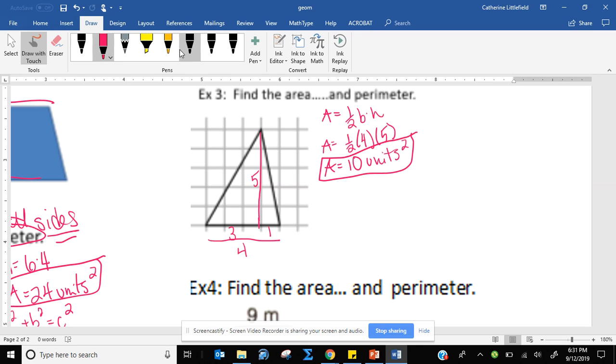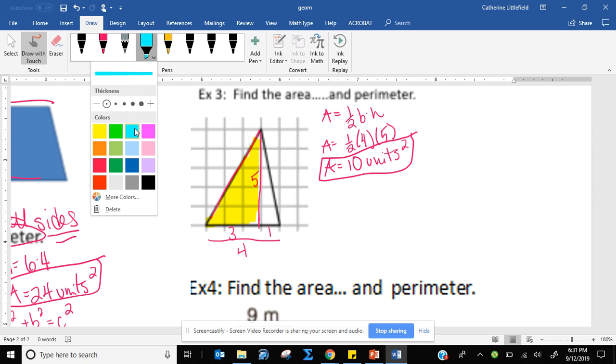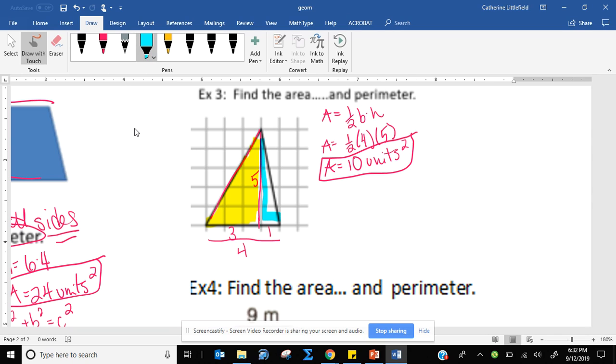Okay, so for perimeter, we have to find this side using Pythagorean theorem and breaking it up into this right triangle, this yellow one, okay? And then we also have to use Pythagorean theorem for this tiny triangle to find this side, okay? So we're going to have to use Pythagorean theorem twice. And remember, Pythagorean theorem is a squared plus b squared is equal to c squared, where c squared is the hypotenuse. So I'm going to just draw a line so I can show some work.